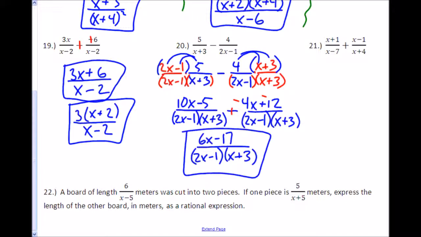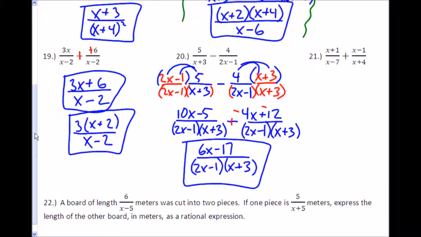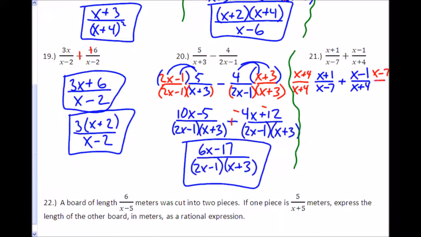Okay? For the next one, again, very similar to the one we just did. Right now, it doesn't appear that they have anything in common. So I just need to give each of these what the other one has. So right now, the first fraction needs the x plus 4, so I'm going to multiply by x plus 4 over x plus 4. The second fraction needs the x minus 7, so I multiply by x minus 7 over x minus 7.